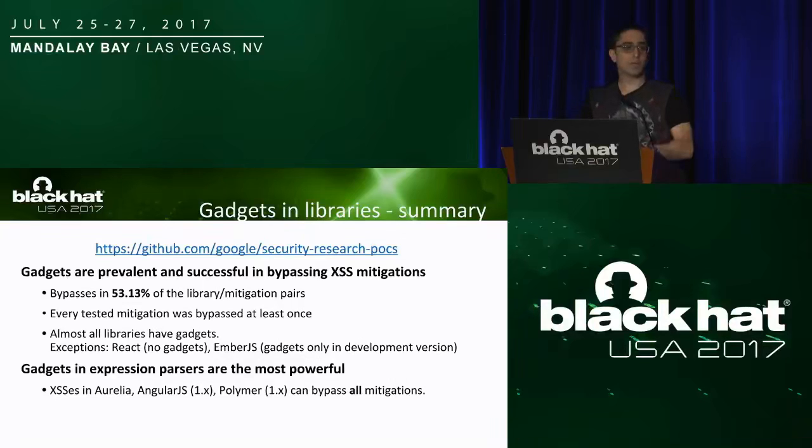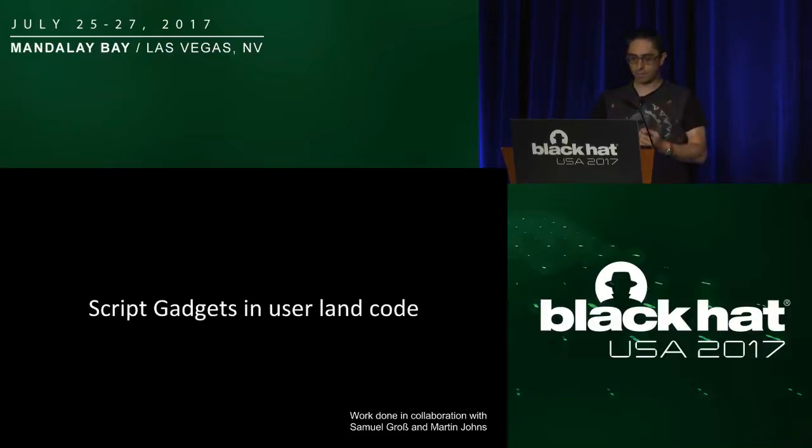Almost all libraries turned out to have gadgets that are interesting, with the exception of React and Ember.js, because it only had a gadget in a development version, or development deployment, of the library. And it turned out that the gadgets in the expression parsers are the most powerful. So XSS in Aurelia, AngularJS, Polymer can bypass all the mitigations. So please don't have XSS in those applications, or don't trust mitigations to stop them from being exploitable. And with that, I'll hand over to Sebastian.